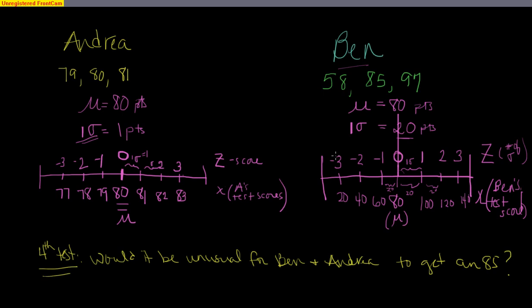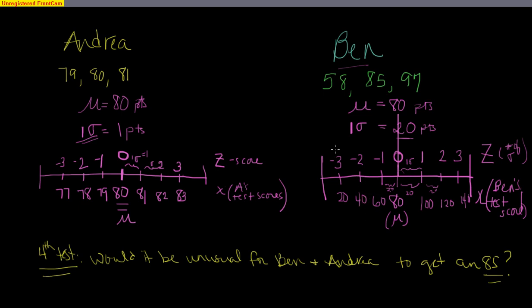Okay, so at first glance you might just think, okay, well, I'm not really sure. 85, that doesn't sound too hard. Yeah, I would imagine Andrea could get an 85. I imagine Ben would get an 85. And those are reasonable assumptions. However, in terms of statistics, what we're going to do now is determine what an 85 is. How many standard deviations is an 85 above or below the mean for Ben and Andrea?